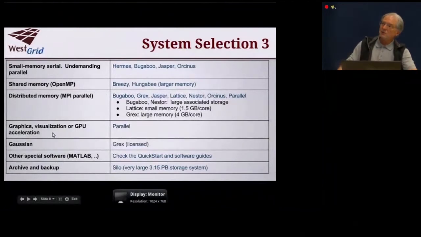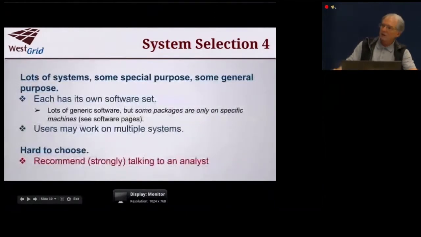We do have some graphics and visualization, or GPU, capability. One machine, Parallel, here at the University of Calgary, has GPUs attached to some of the nodes. If you need those graphics processors, remember those are very high performance vector processors, but a little tougher to start programming. We have some of those. Here's one of these special software packages.